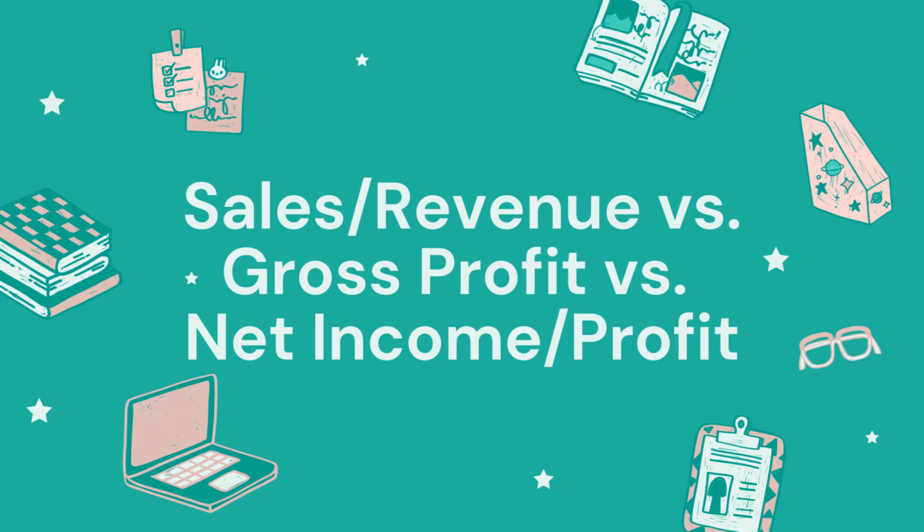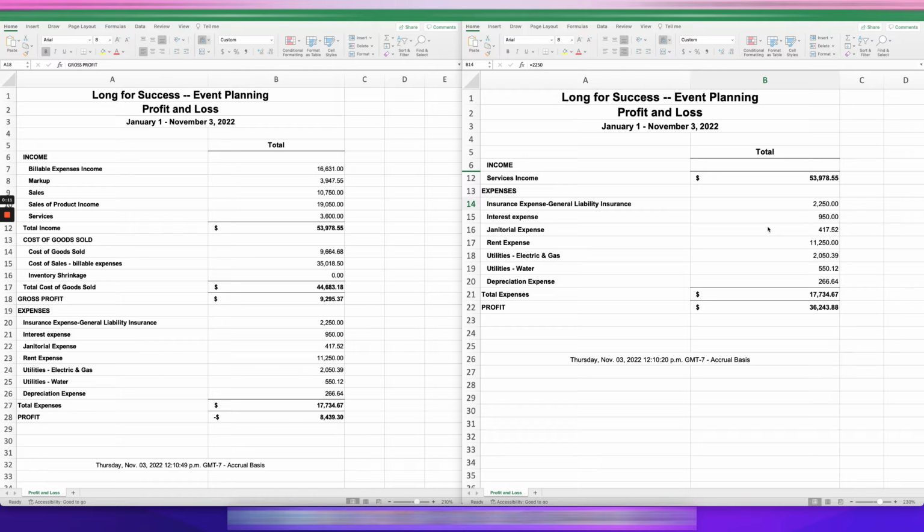Today I'm going to show you the difference between sales, gross profit, and net profit. First things first, you're going to see that we have two profit and loss statements. The one on the left is for a company that sells products, and the one on the right is for a company that sells services.